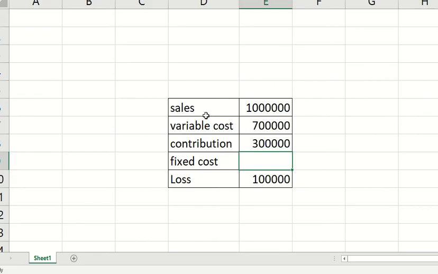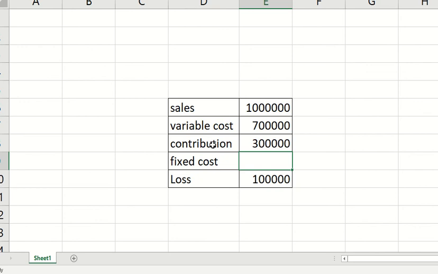So if you see, sales they have given 10 lakhs, variable cost 7 lakhs, so we can use this method. Contribution will be sales minus variable cost. So 10 lakhs minus 7 lakhs, which is 3 lakh. They have given loss to be 1 lakh. Okay, so if there is a loss, you will add it. Fixed cost plus loss is equal to contribution.